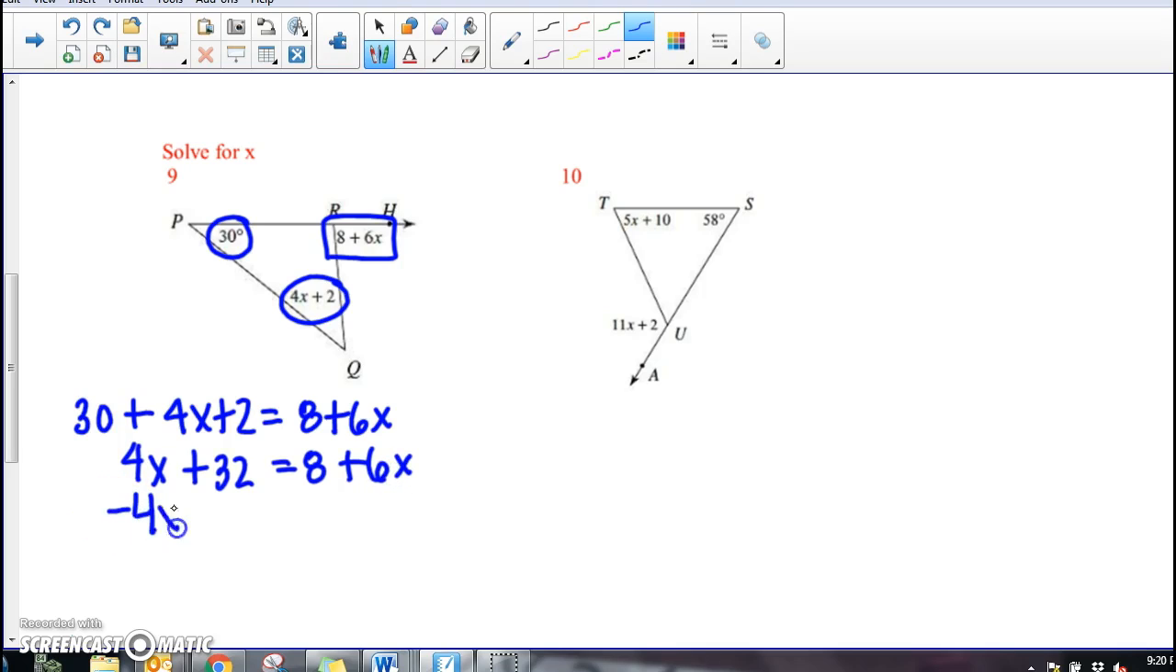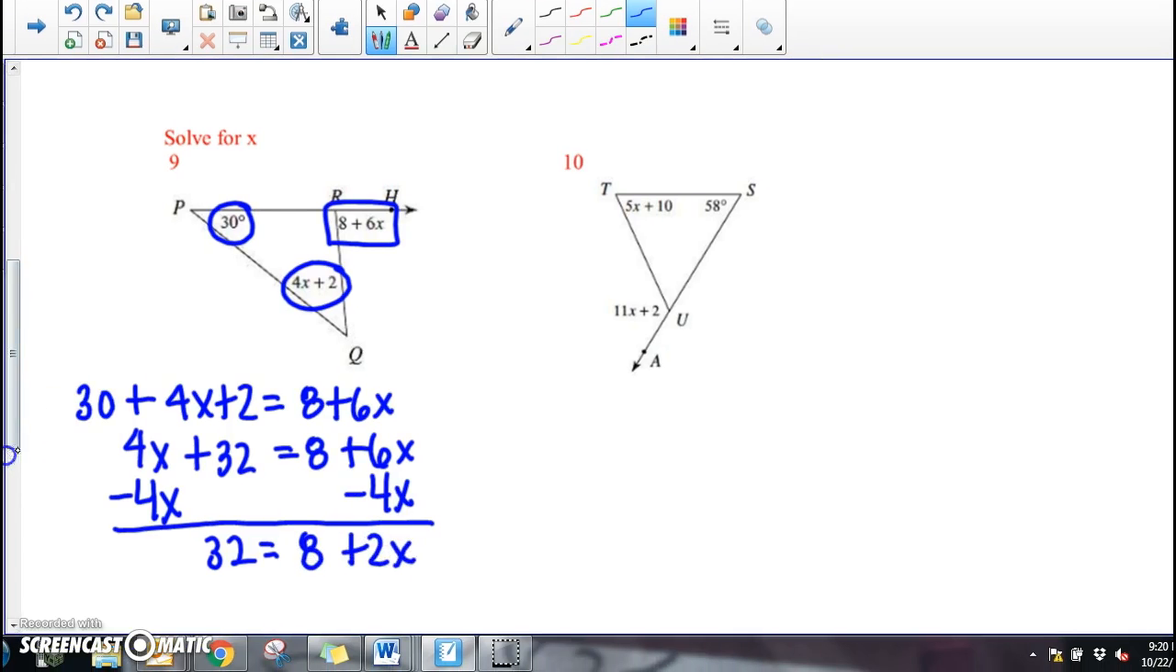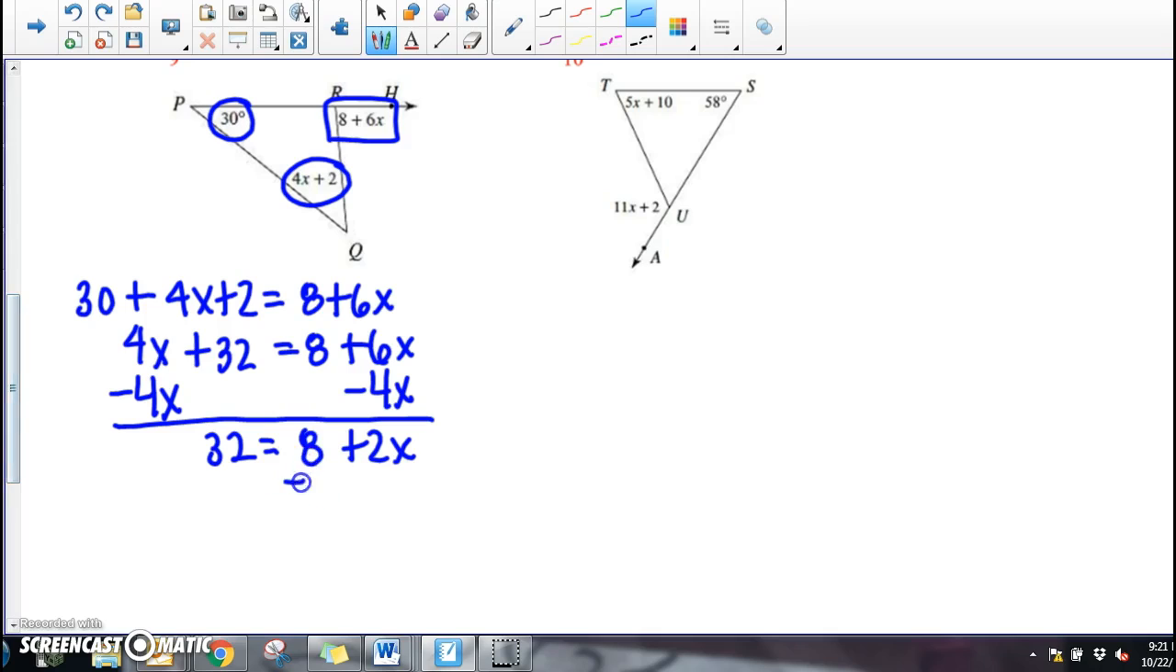And we're going to solve for x by subtracting. Looks like we're going to subtract 8. It's 24, so x is 12.